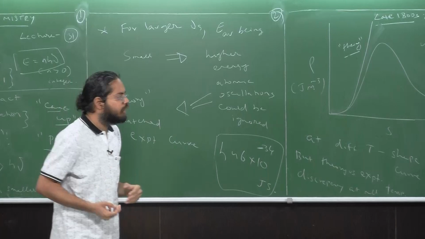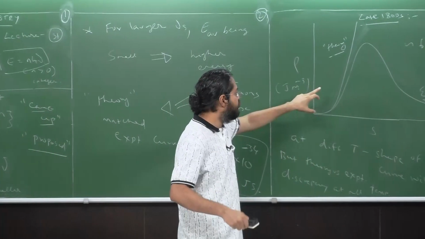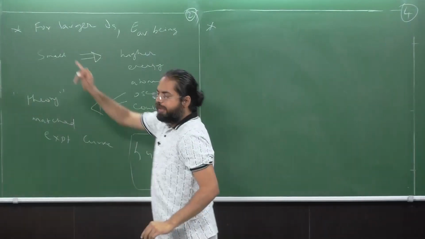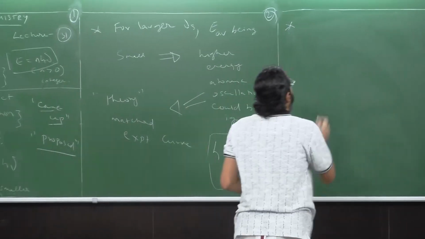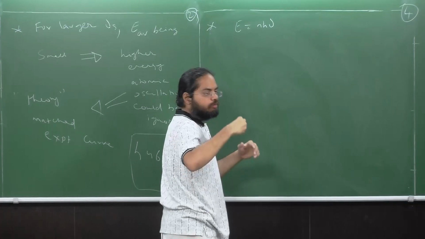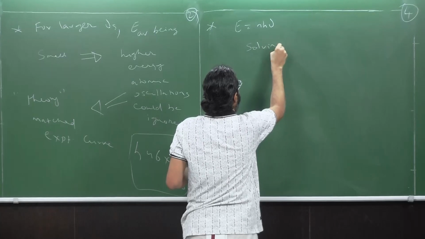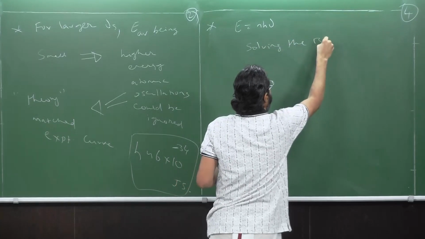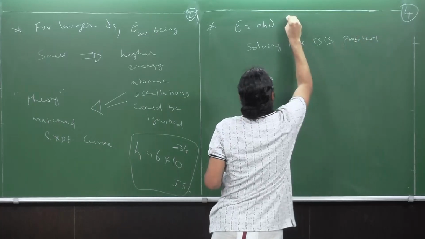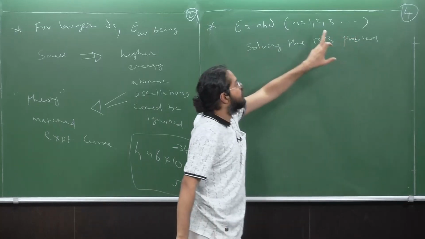Now, there remained a major conundrum. I'll now delete the graph because we no longer need it. In fact, we have retained the graph and this equation from the previous lecture itself. E equals n h nu. The idea E equals n h nu was instrumental in solving the black body problem, where n is the set of all positive integers greater than 0.